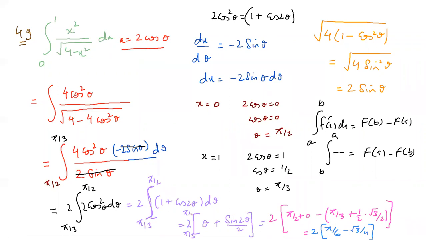Sir, don't you change the limits if you multiply it? I have changed the limits, beta. I have changed the limits. Look at the second step, from pi by 3 to pi by 2.